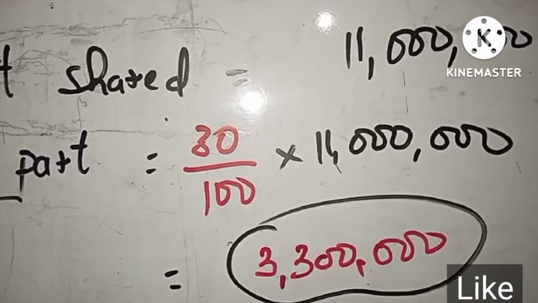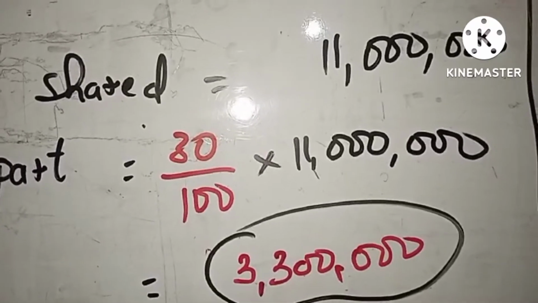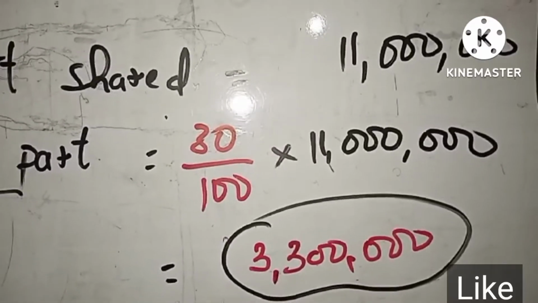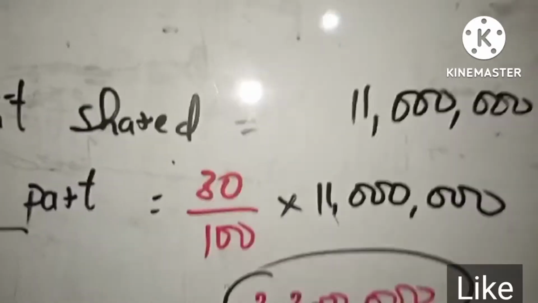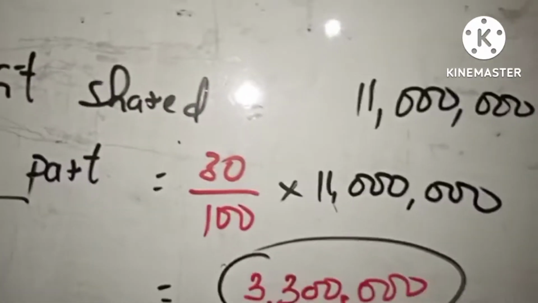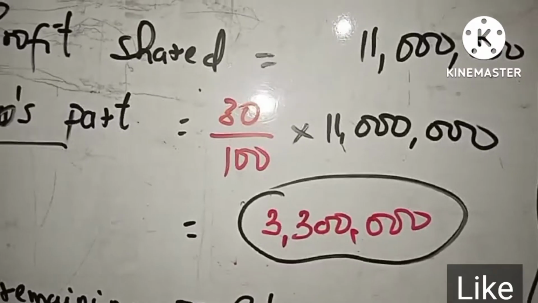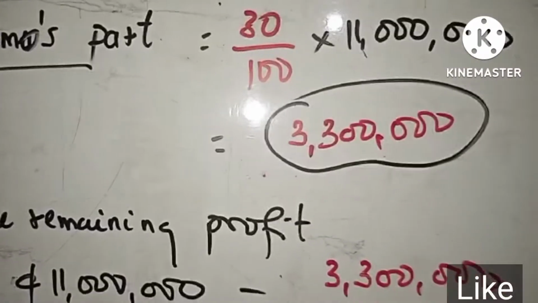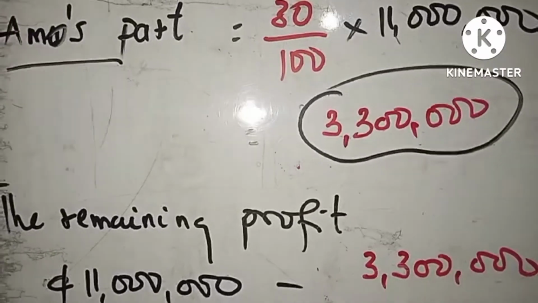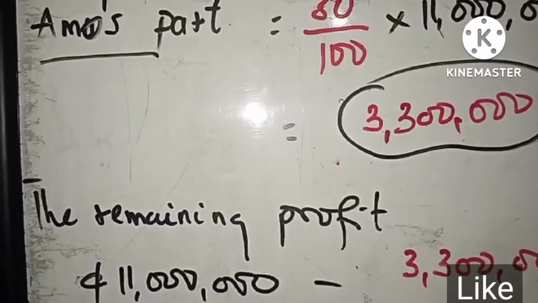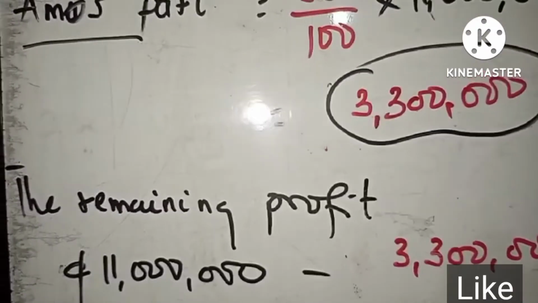Okay, now what follows? The next part of the question says that the remainder is shared between Ben and Kujo. Those are just names, so you can use your own names. Of course, it's accepted, just for understanding purposes. But if you are solving an exam question, go according to what has been given to you.